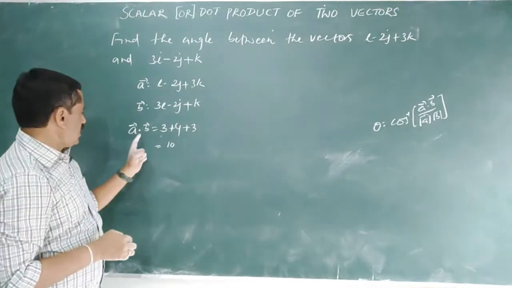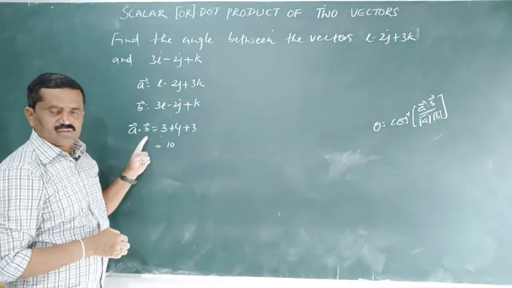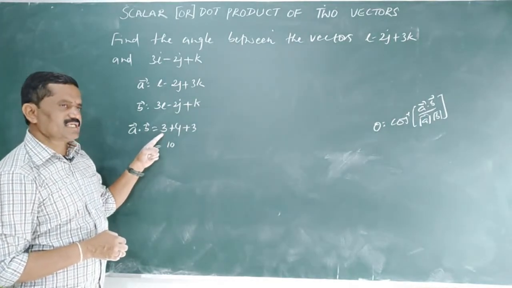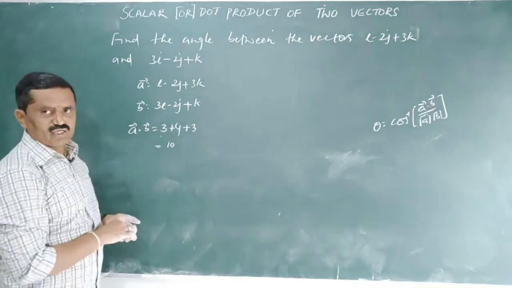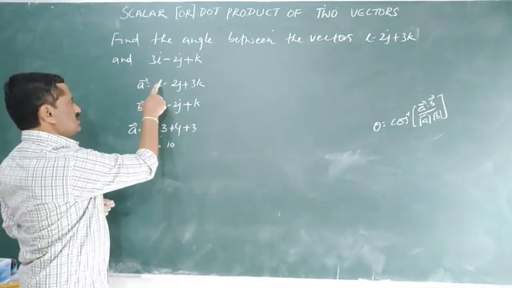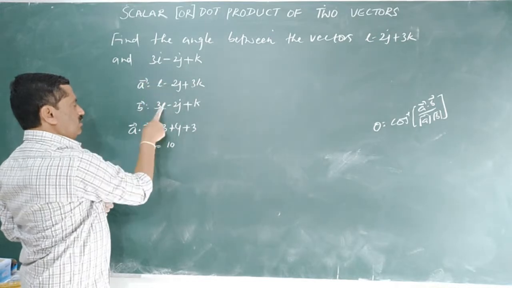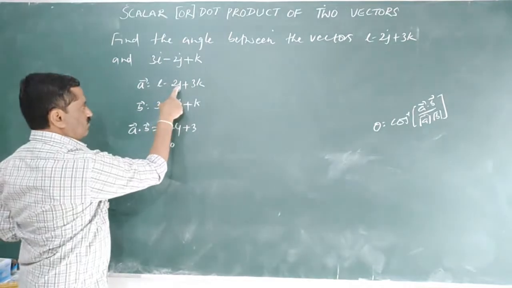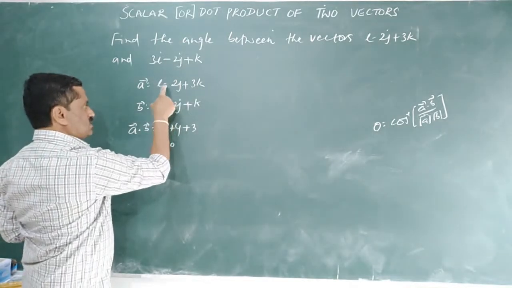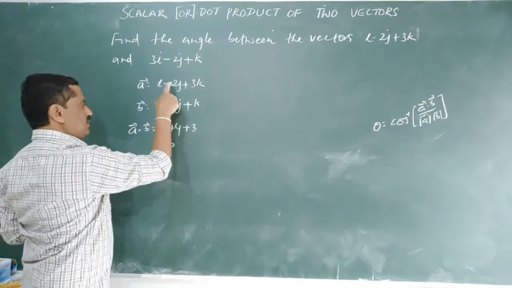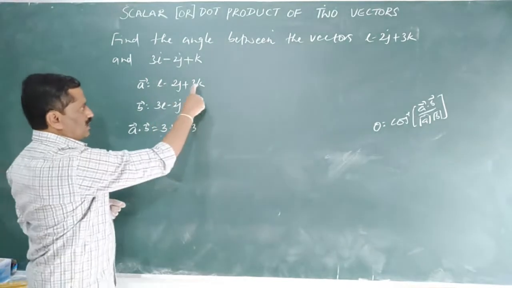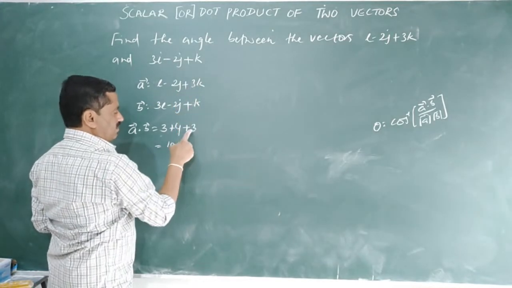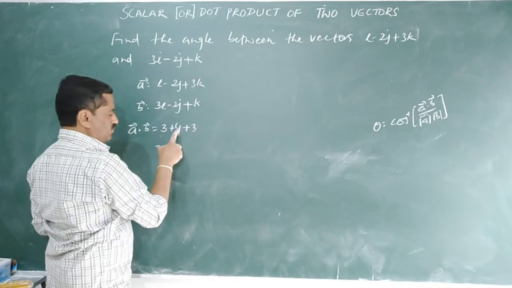The dot product of two vectors is the sum of the product of corresponding scalar components of the given two vectors. Here, what is the coefficient of i? We have 1, and here we have 3. 1 into 3, we have 3. What is the coefficient of j? Minus 2, and here also minus 2. Minus 2 into minus 2, we have plus 4. Again, coefficient of k is 3 and 1. 3 into 1, we have 3. So 3 plus 3, 6 plus 4, we have 10.